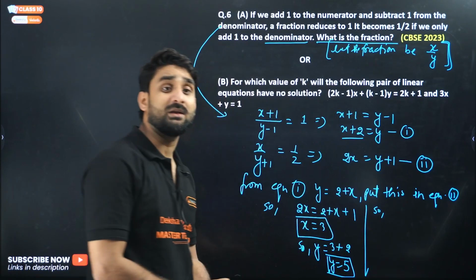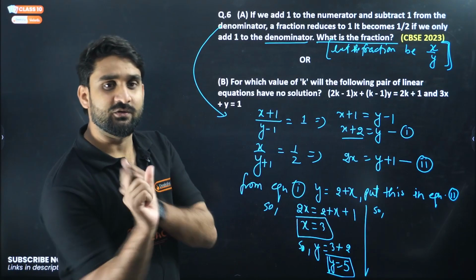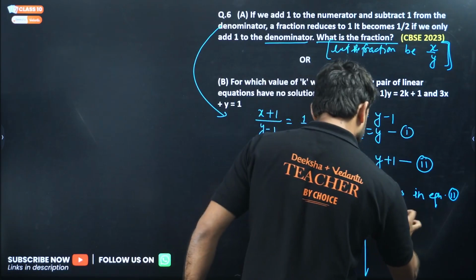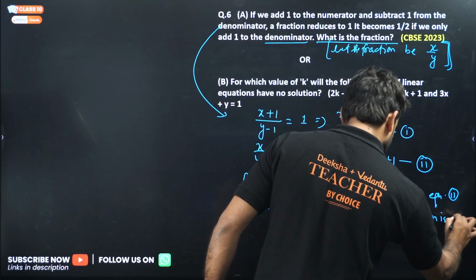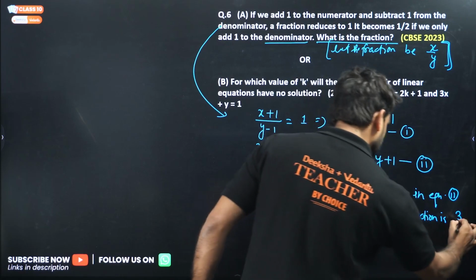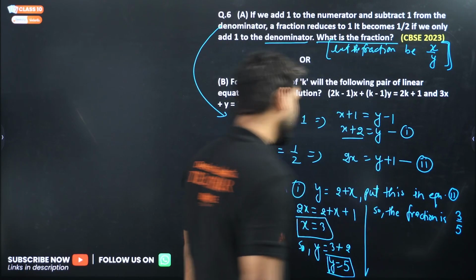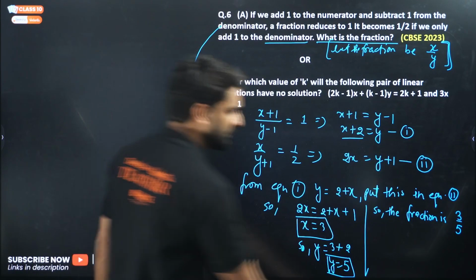please make sure to write the final statement at the end of the solution, please. So the fraction is 3 by 5. This is the answer. So the fraction is 3 by 5.